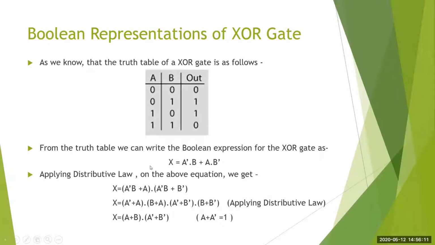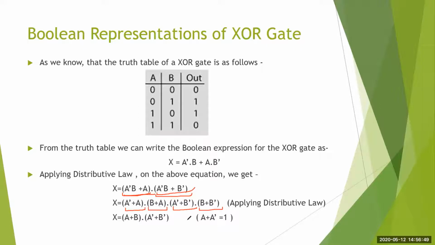And now if we apply the distributive law on this equation, we get X equals (A complement plus A) dot (A complement plus B) dot (B plus A) dot (B plus B complement), roughly. Now again, if we apply the distributive law, let me show you with the annotations. We can see that we can apply the distributive law on this part and this part. So applying the distributive law on this term, we get A complement plus A dot B plus A, and then applying the distributive law on this term, we get A complement plus B complement dot B plus B complement.